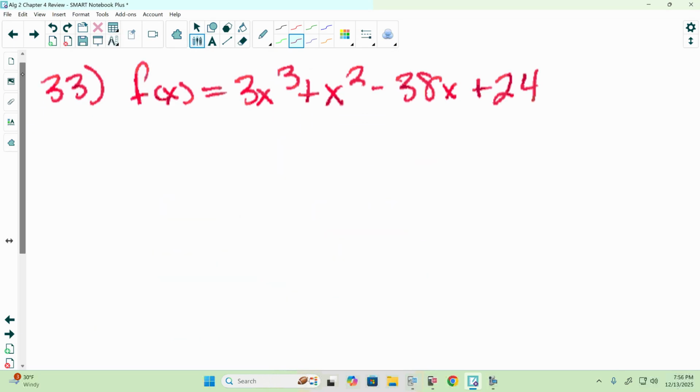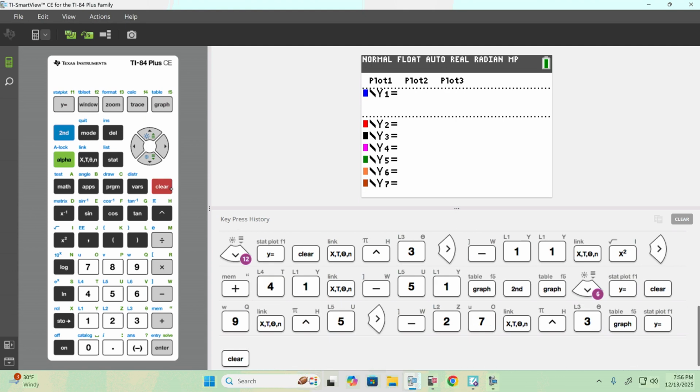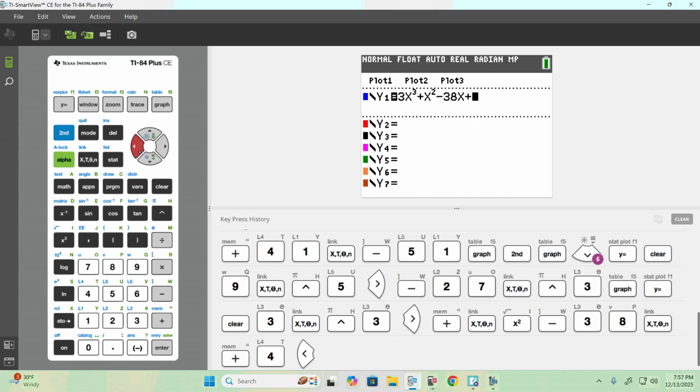33 and 34, the last two. This one is a cubic, so we should have 3 solutions. We should have 3 values of x that make the function be 0. So again, I'm going to graph it. Let's actually see what the function is. 3x cubed plus x squared minus 38x plus 24.